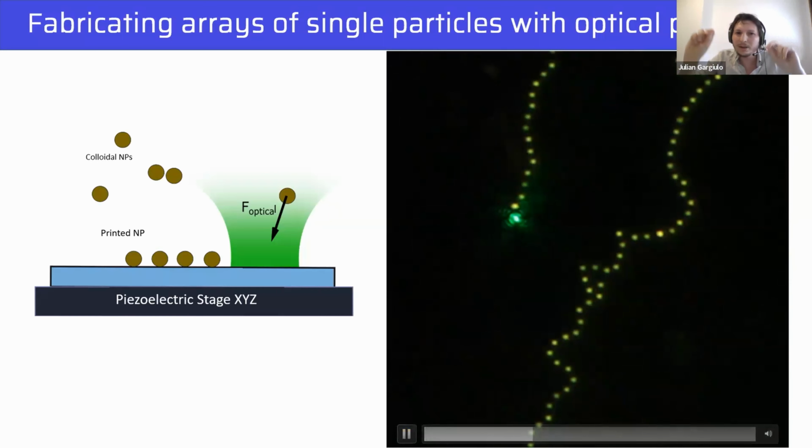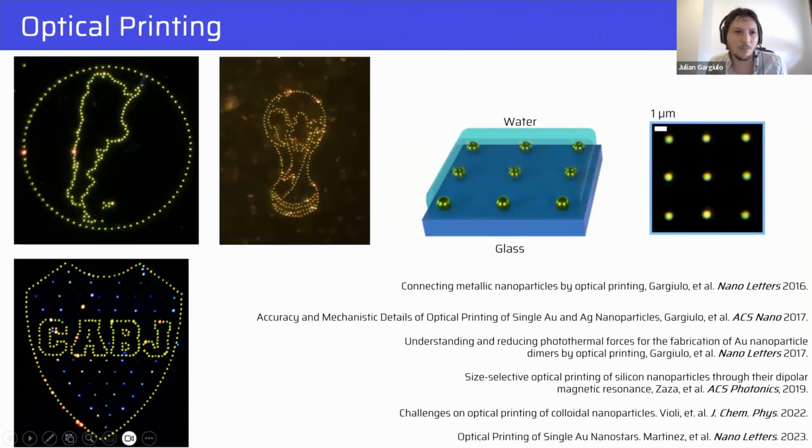The whole process is automated, and at the end of the day, what we can have is all these complex patterns on glass, such as a map or a word. So with this technique, we can create arrays of isolated single gold nanoparticles or single particles on glass.